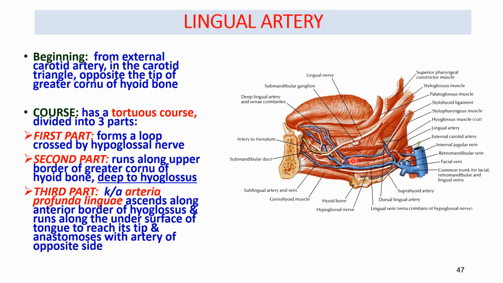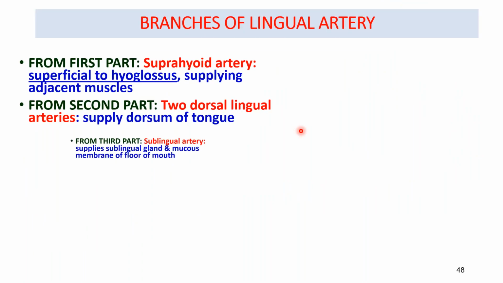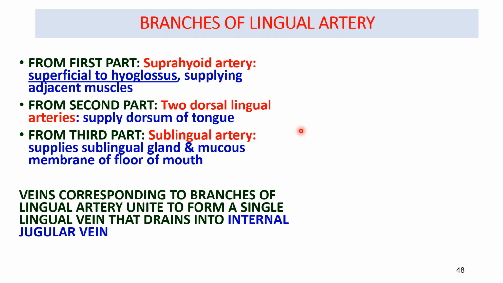And the third part is ascending upwards and going under the surface of the tongue. So from the anterior border of the hyoglossus reaching up to the tongue, this is the third part. These are the branches from the lingual artery: the suprahyoid branch, which we just talked about, which comes in relation to the superficial aspect of the hyoglossus, the dorsal lingual arteries, and the sublingual artery, from the first, second, and third part.